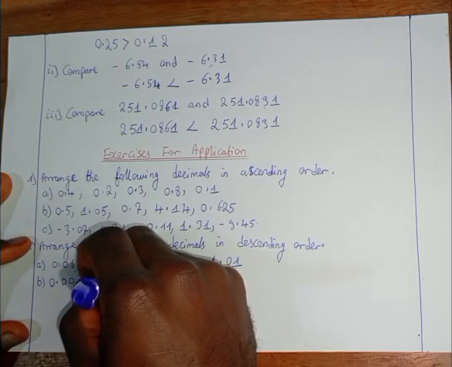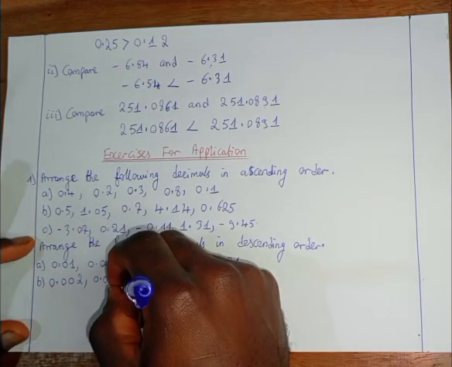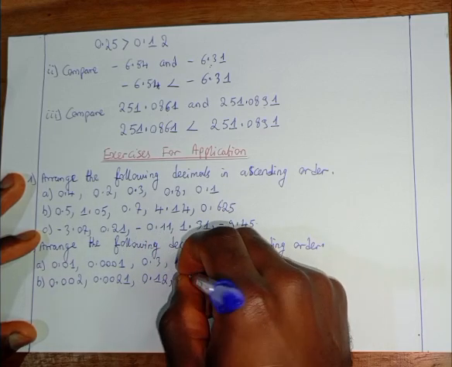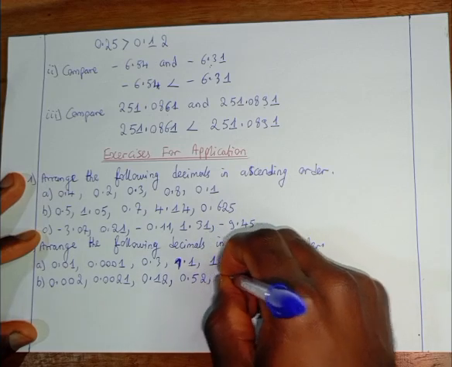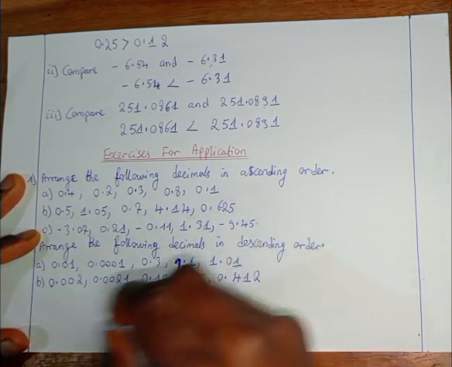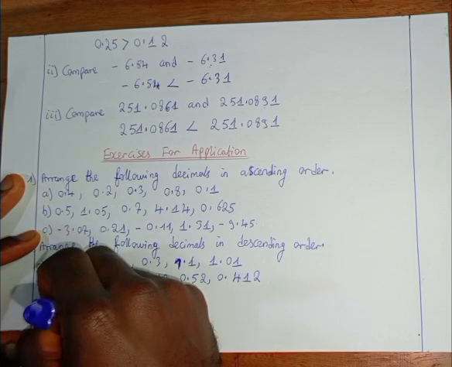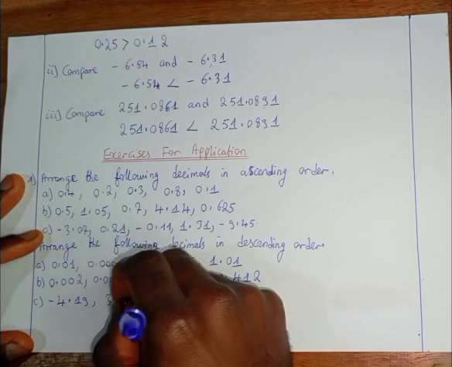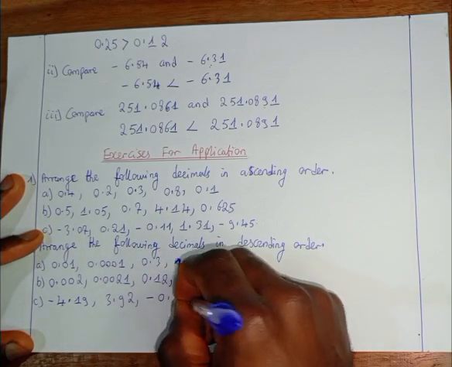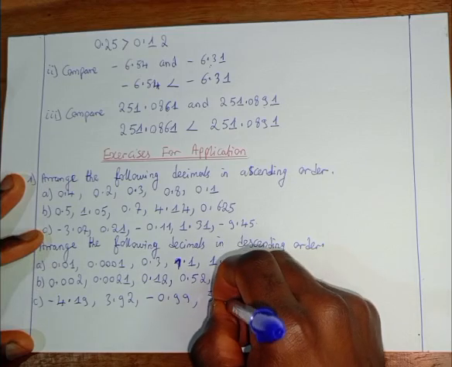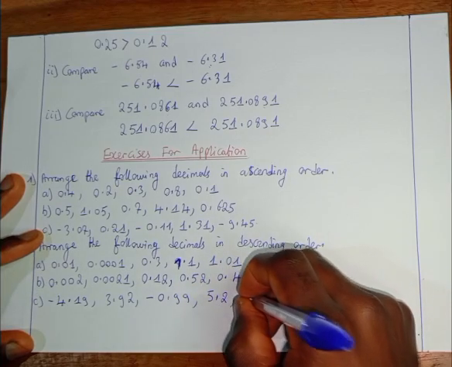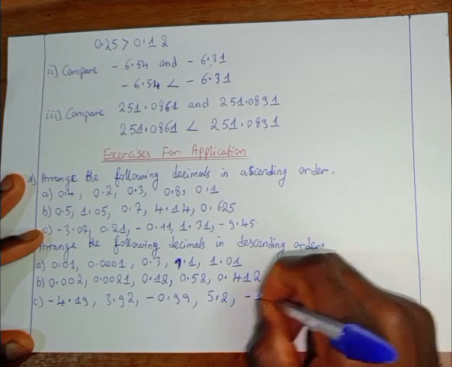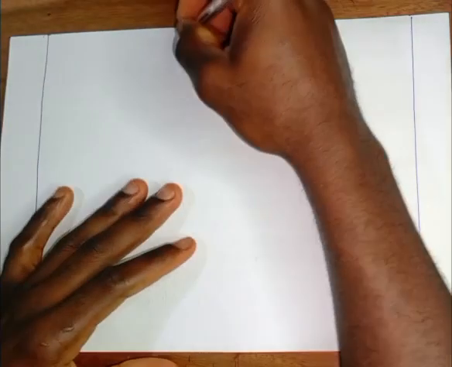For B we have 0.002, 0.0021, 0.12, 0.52, 0.412. C we have negative 4.19, 3.92, negative 0.99, 5.2, and negative 11.84. We're going to take solution.